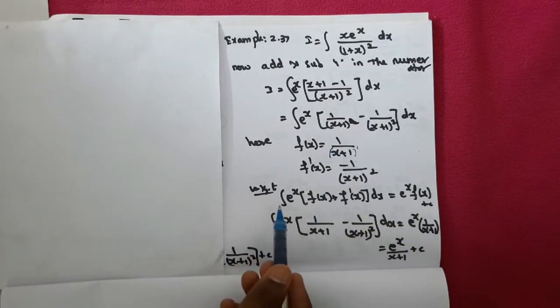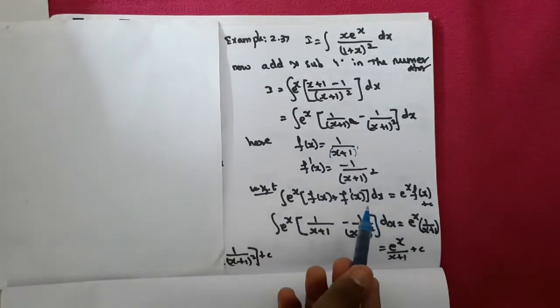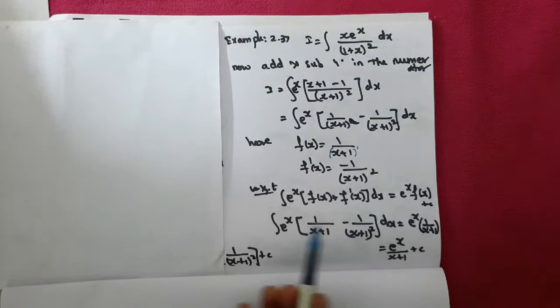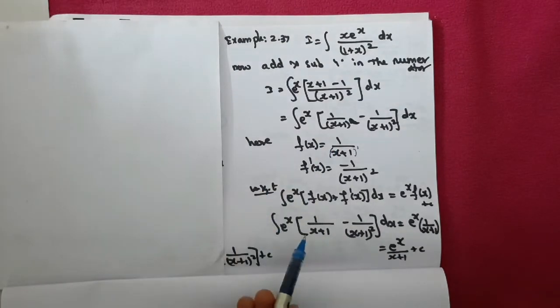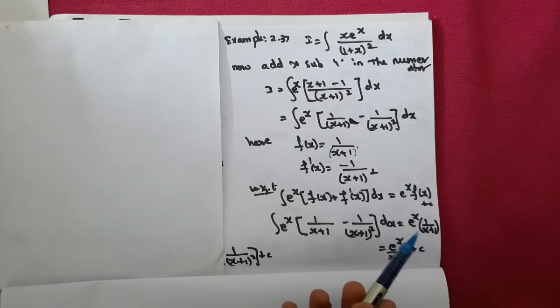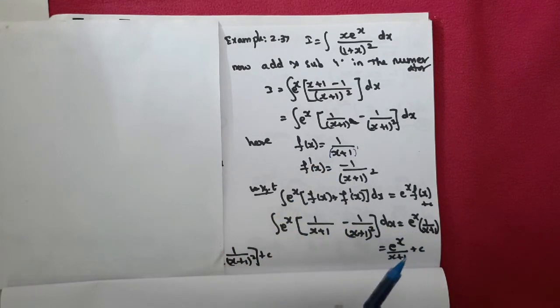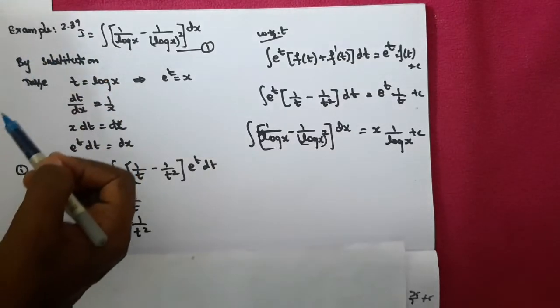So we know the formula: integral e power x of f of x plus f dash of x into dx is equal to e power x into f of x. So apply the values. e power x, f of x value is 1 by x plus 1, plus f dash of x answer is minus 1 by (x plus 1) the whole square, into dx, is equal to e power x into f of x, the f of x value 1 by x plus 1, plus c. That's all. Example number 2.39 we are going to see.